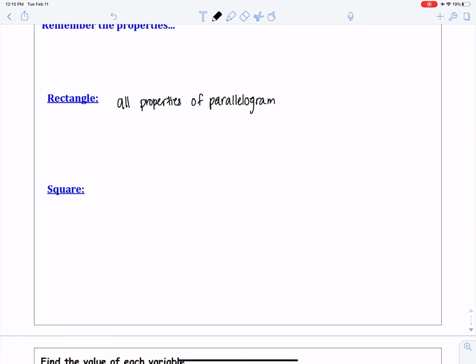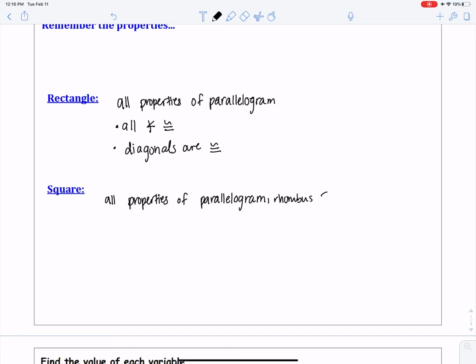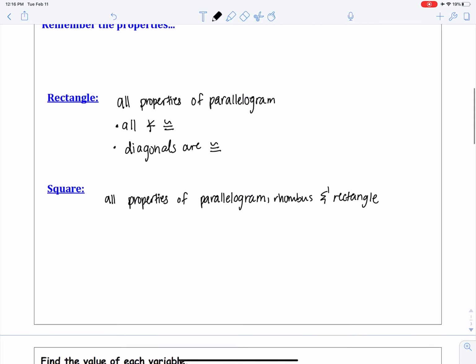And it also has properties where all angles are equal, all angles are congruent, and then the diagonals are congruent. For a square, it has all properties of a parallelogram, a rhombus, and a rectangle. So the square is going to have all the properties, all 5 from the parallelogram, the 3 from the rhombus, and the additional 2 from the rectangle.